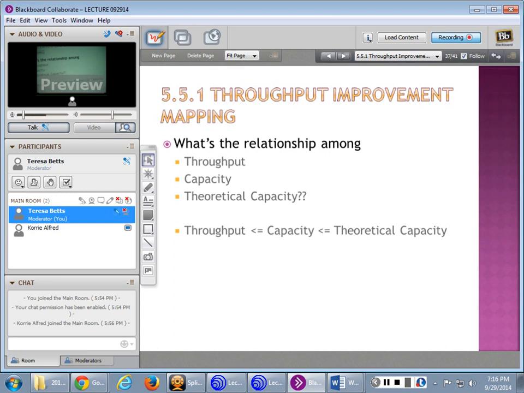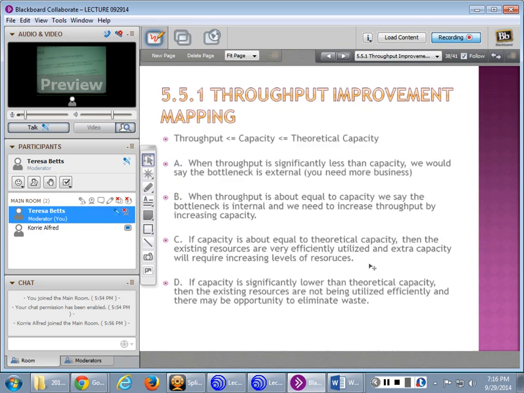So if that's the case, our throughput is going to be less than our capacity, and when it's significantly less, we would say that our bottleneck is external because we're not bumping into capacity. We just don't have enough sales to run through our business, right? And so we could work on taking waste out of the process all we want, but unless we do something about getting more business in, it's not going to affect anything.